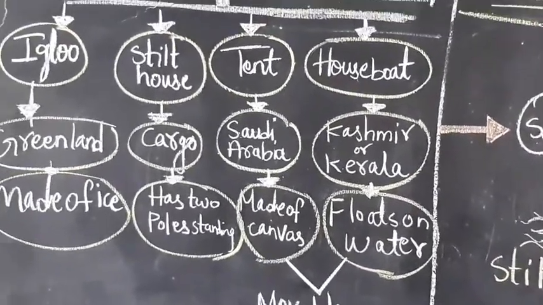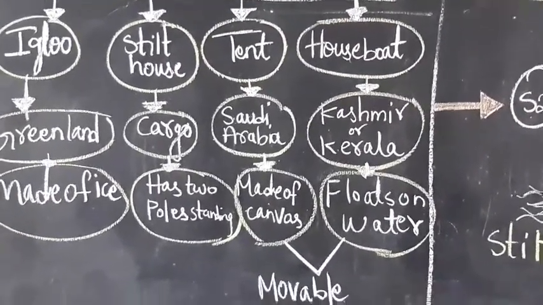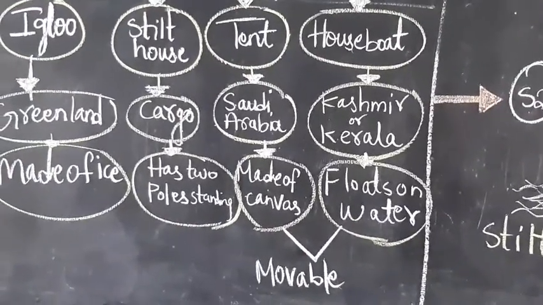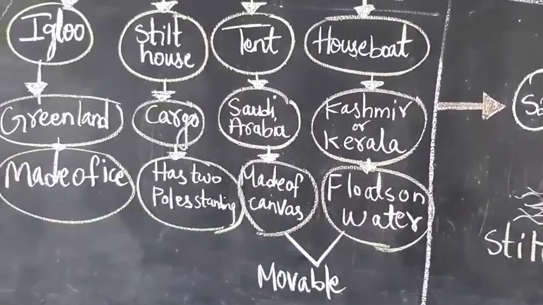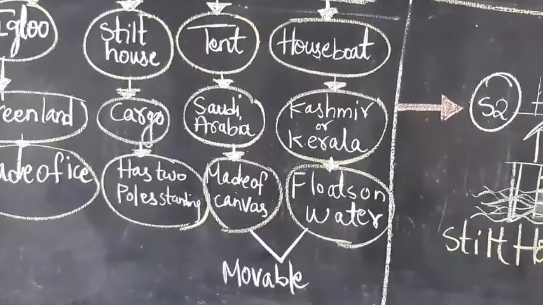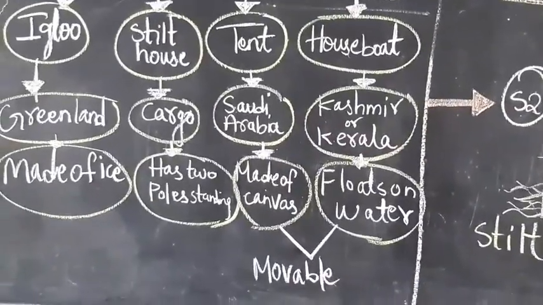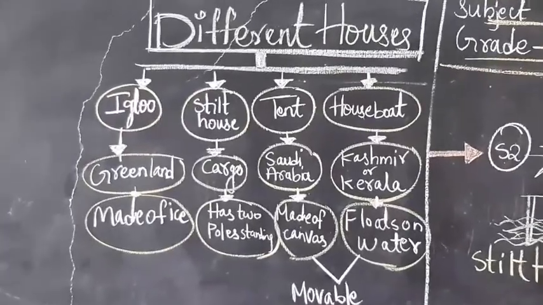What about this tent? One special thing is there in the tent house and the houseboat. They both are movable houses. Movable house means wherever you want you can keep the tent, and again you can remove the tent. What about this houseboat? You can float and go wherever you want. So they both are movable houses. Kindly go through the table once.